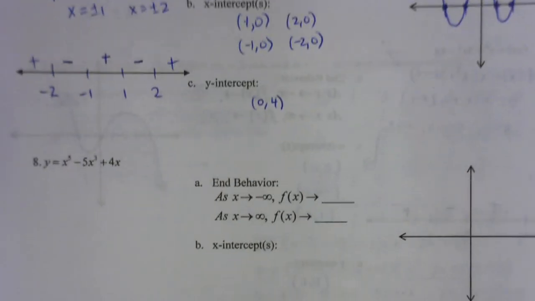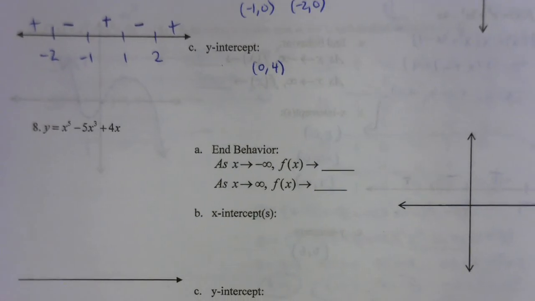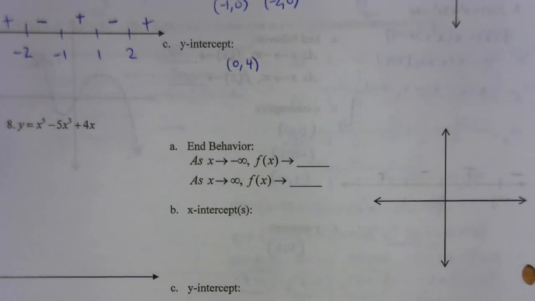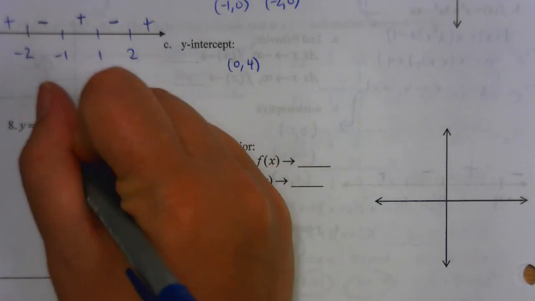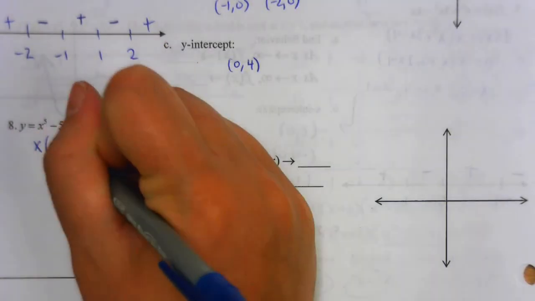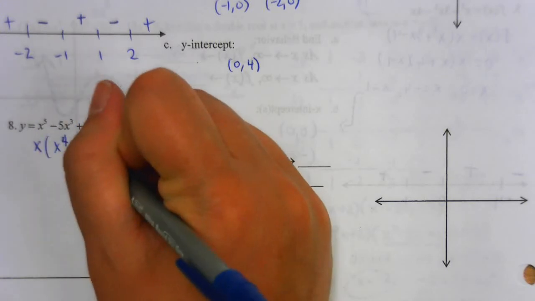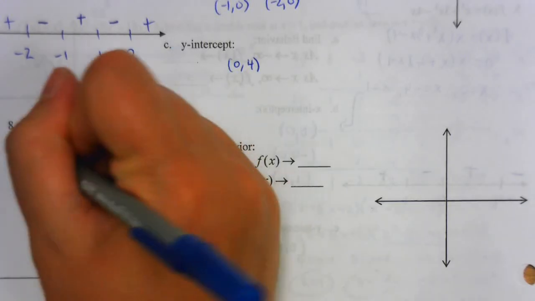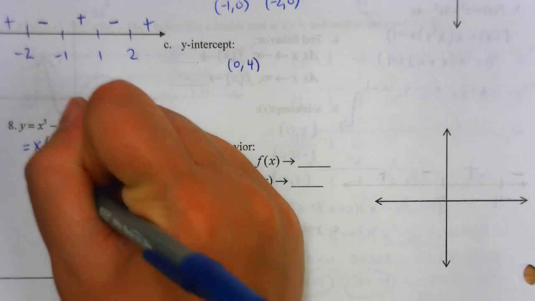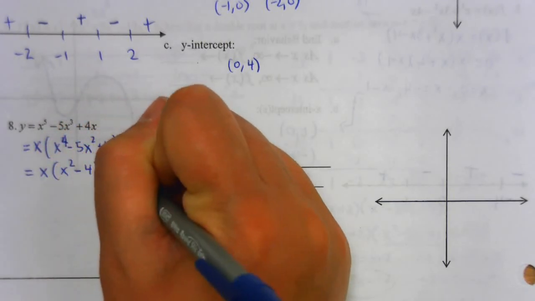And we have one last graph. It is an even higher ordered one. We have y equals x to the 5th. And it looks like we have a common factor, so we're going to take that out. It's going to leave behind x to the 4th minus 5x squared plus 4. And we're going to factor further. We get x squared minus 4 and x squared minus 1.